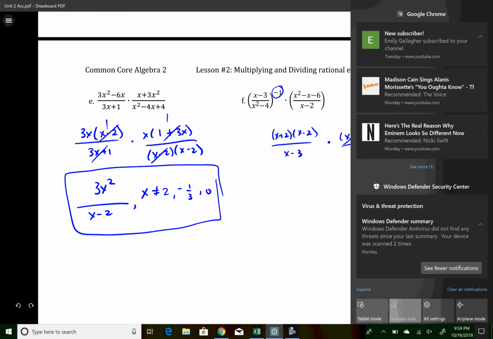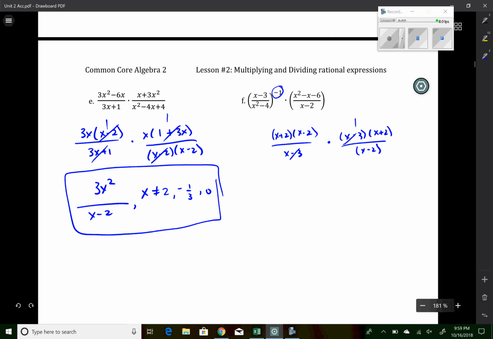X minus 3s reduce, x minus 2s reduce. I have x plus 2 times itself, which is x plus 2 squared. And x cannot be 2, 3, and -2, because at one point this was in the denominator when it was up here. There's your answer.